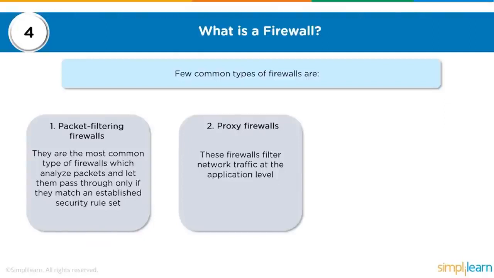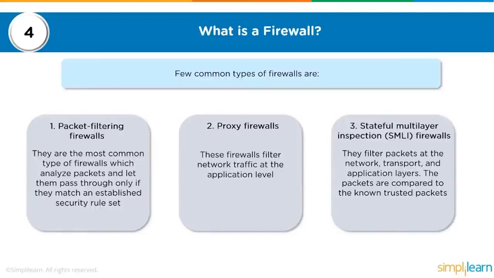The second type is a proxy firewall. These firewalls filter network traffic at the application level. So when you say application level, they work at layer 7 of the OSI model. Packet filtering firewalls, since we have mentioned that they work on IP addressing and port numbers, will work on the network layer of the OSI model. Also on the transport layer, because they also look at protocols. Proxy firewalls will work at layer 7, which is the application layer of the OSI model, and will deal with application level protocols such as HTTP, HTTPS, FTP, SMTP, and so on and so forth.